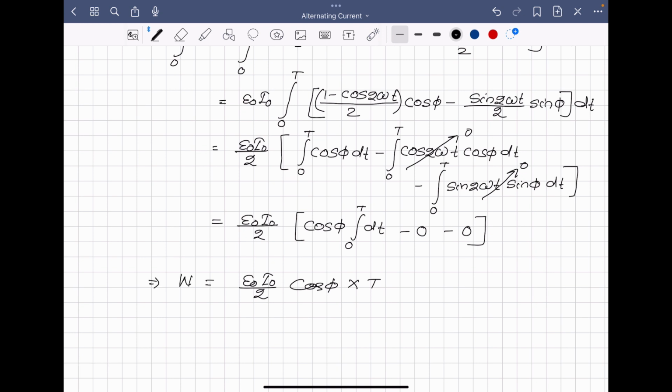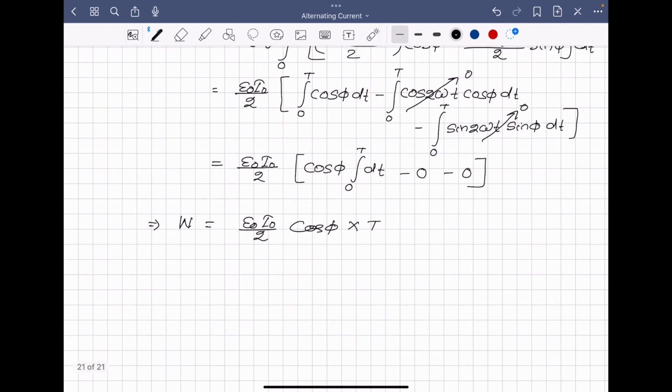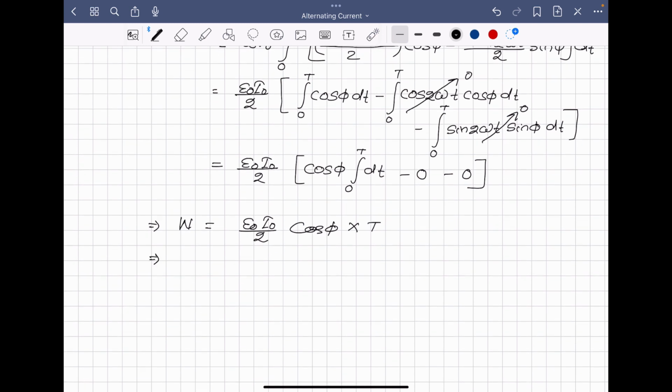This work done is E naught I naught upon 2 times cos phi times T. So we can write W upon T as E naught I naught upon 2 cos phi. This W upon T is our P average, the average power. In place of E naught I naught by 2, we can write E naught upon root 2 into I naught upon root 2, and then cos phi.